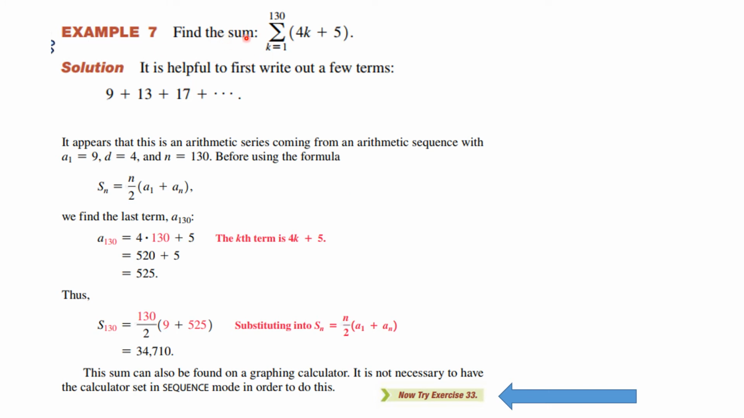We are not going to have to know about the summation notation, but what this is talking about is you go 9 plus 13 plus 17 plus and so on, all the way up for 130 terms. So again, we have to figure out what A130 is, and we use this formula, and we get that A130 is 525. So the first term was 9. The last term is 525. We were doing 130 terms, and so we do the calculation. This is what we get. Here is an example that you can try to test your understanding.